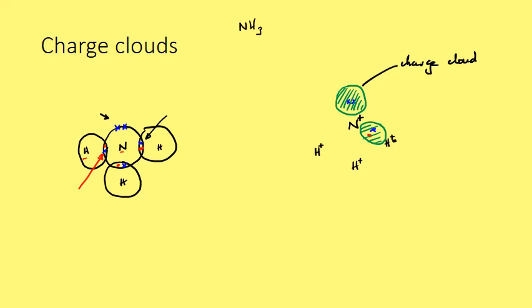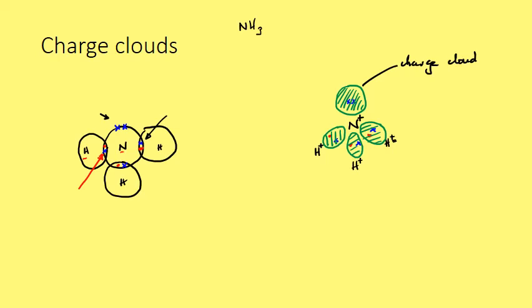And the other bonding pairs are just the same. So we're going to draw our other bonding pairs like this. There's our bonding pairs of electrons, and then the shape of the charge cloud is that sort of oval shape, like that, because it's been pulled towards the hydrogen a little bit by the electrostatic force of the positive hydrogen nucleus.